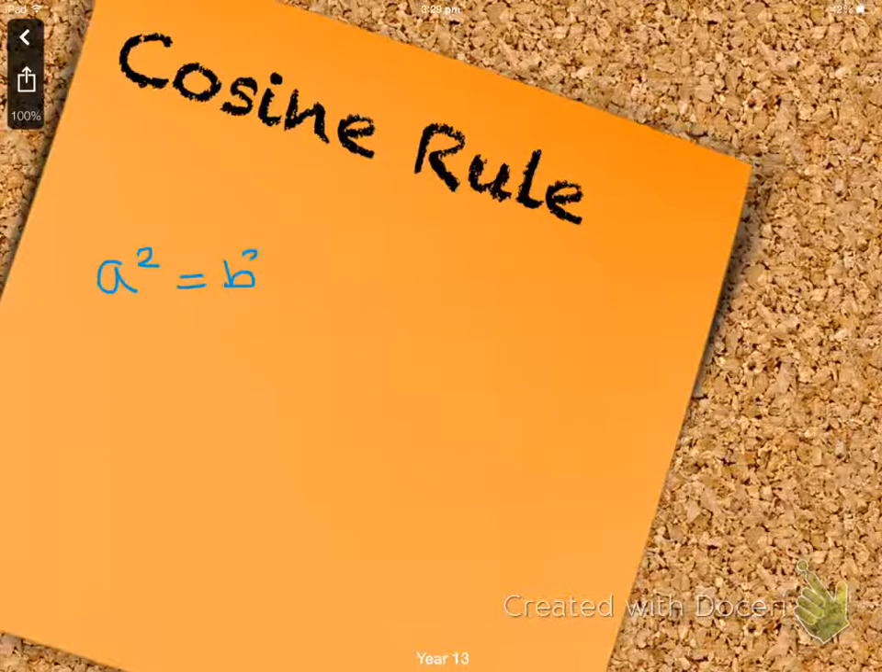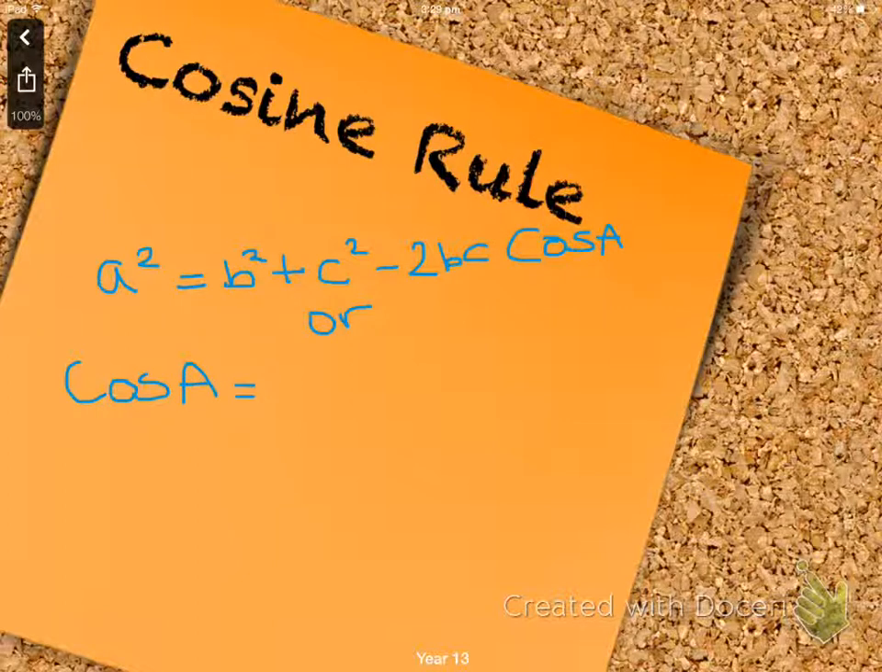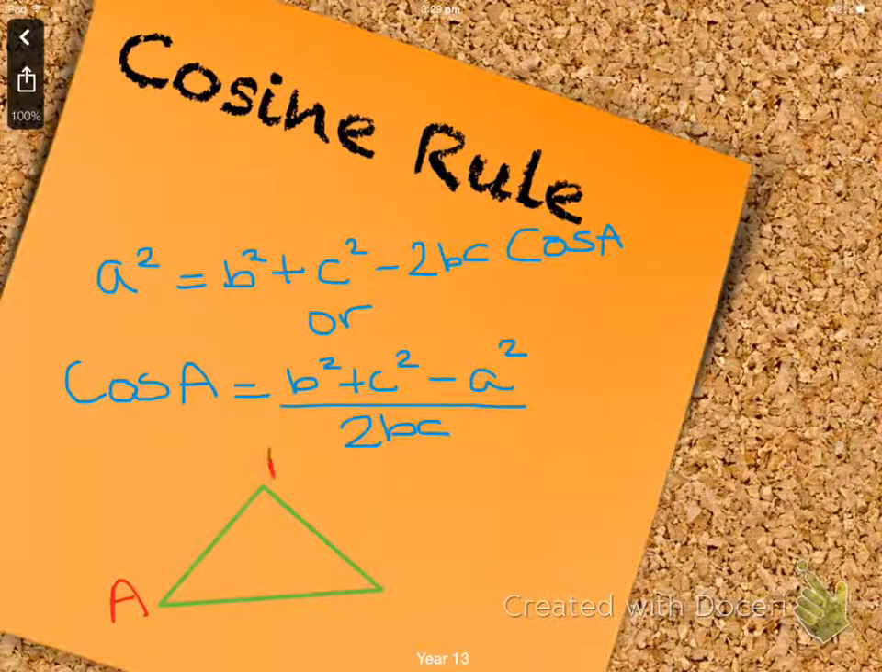The cosine rule, a squared equals b squared plus c squared minus 2bc cos A, or the angle form of it, cos A equals b squared plus c squared minus a squared, all over 2bc. Again, don't forget about drawing your triangle accurately.